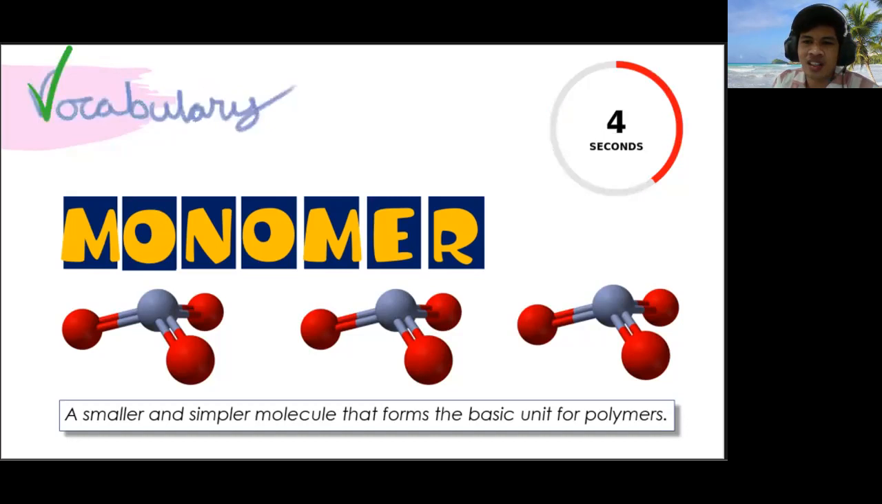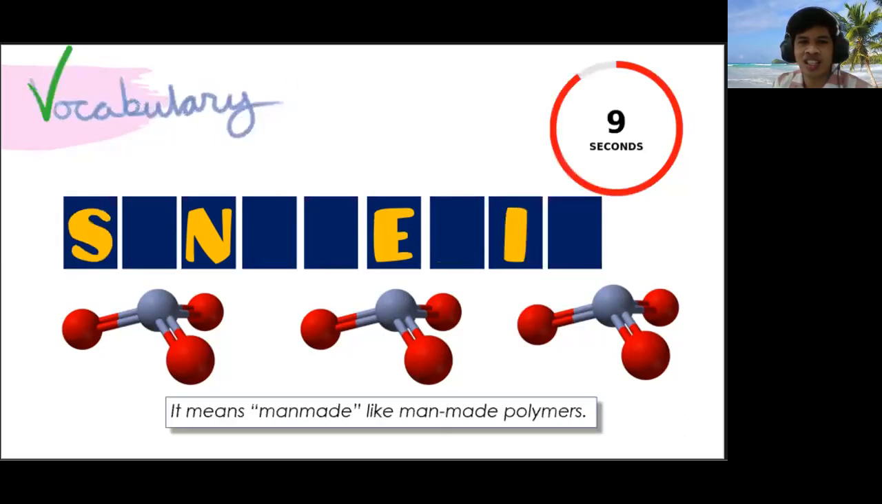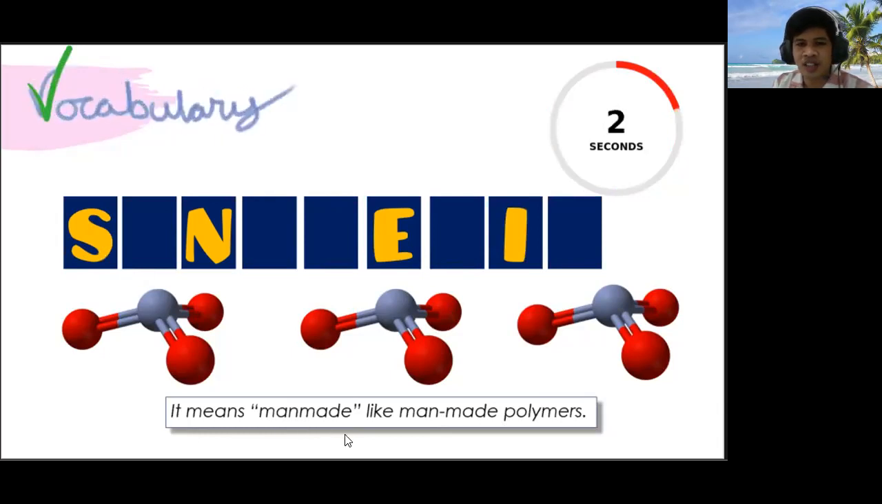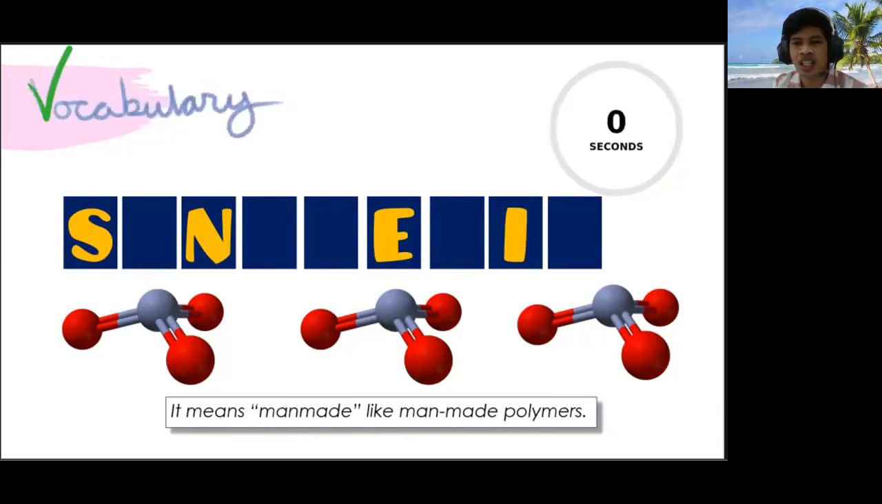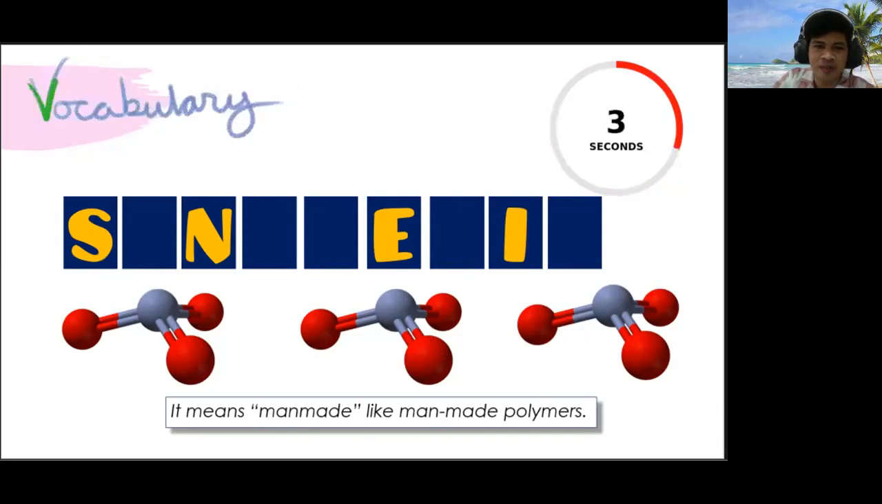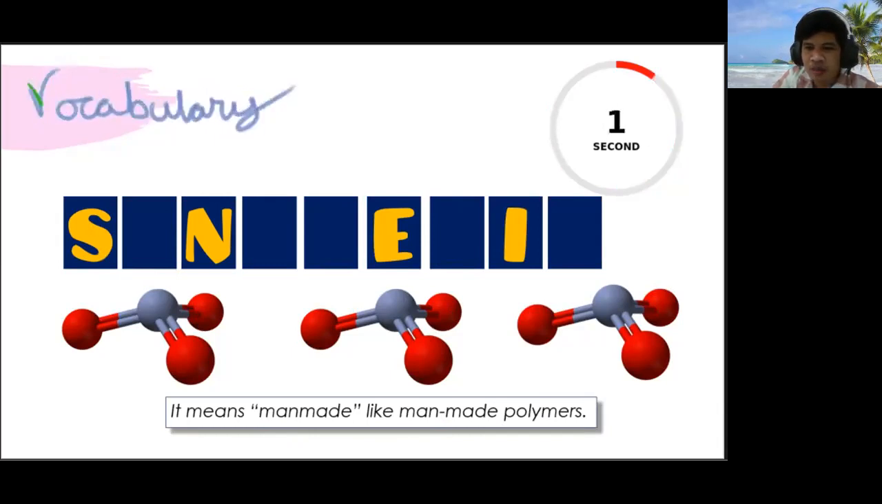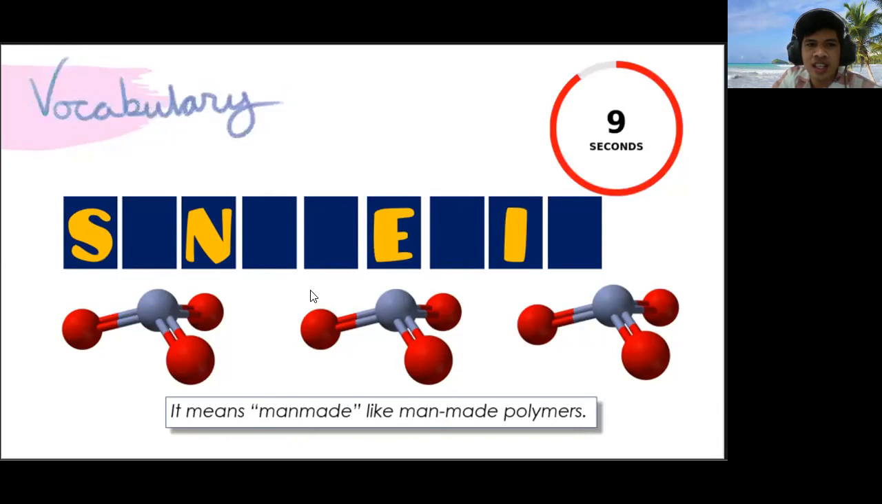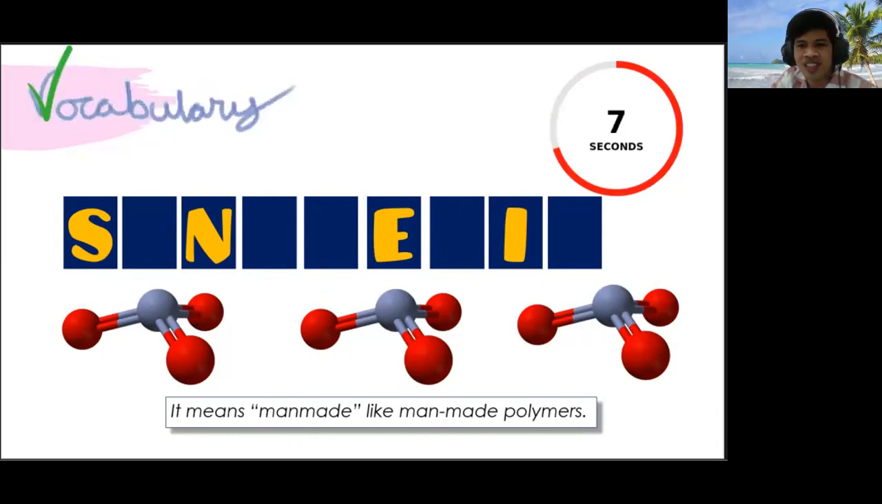Next, Omsin, message me to everyone. Just direct message. Next word is this one. We have the letters S, E, and I. It means man-made, like a man-made polymer. What does it mean? What's the other word for man-made? For example, man-made polymer. S, N, E, and I.